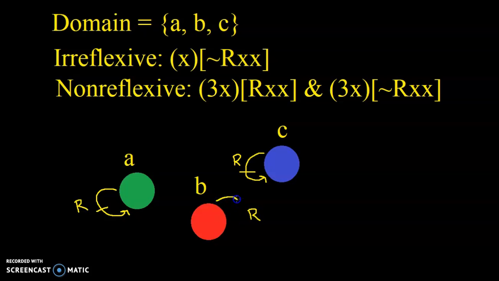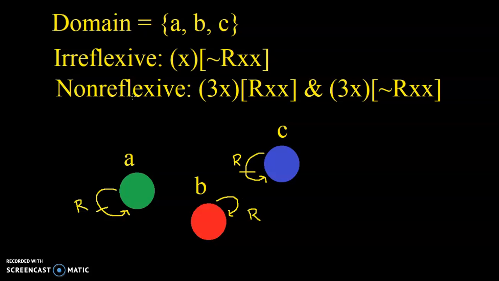So you'd have B kind of like this, right? If you had a domain like this where A did not bear R to itself, and C did not bear R to itself, but B did, that would satisfy the description of non-reflexivity. As you can notice, these things, reflexive, irreflexive, and non-reflexive, are mutually exclusive and mutually exhaustive.